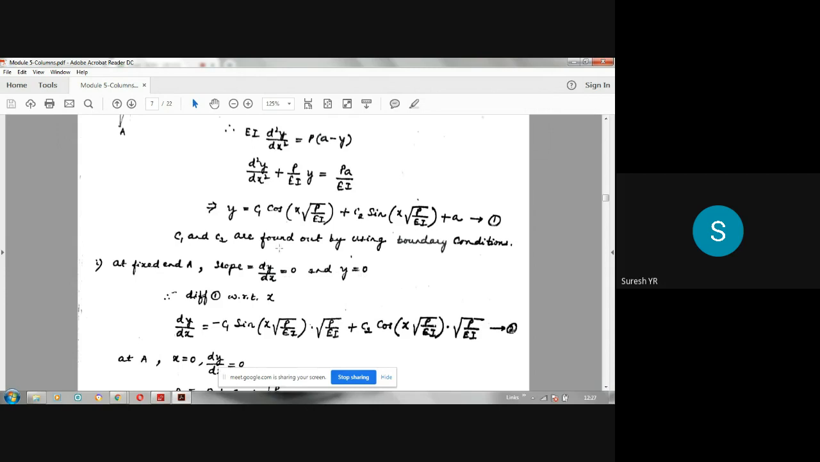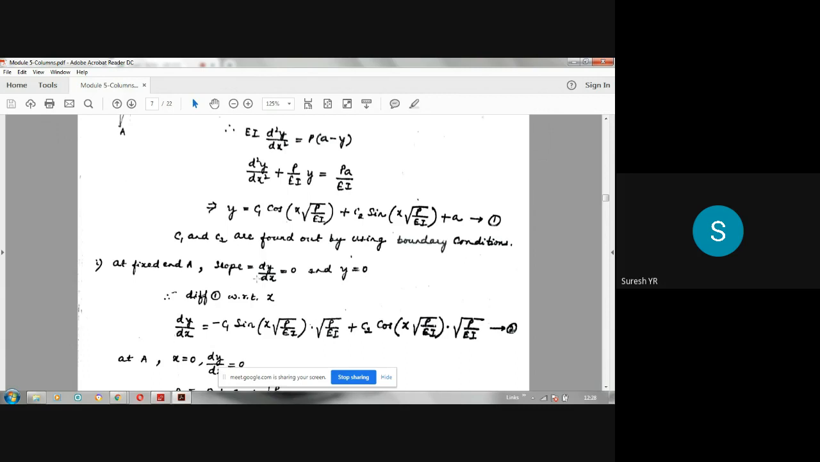If you want to use the boundary condition dy/dx equal to 0, you have to differentiate this. Because y is this, differentiate with respect to x. Differentiation of cos theta is minus sin theta, so you get minus C1 sin of x into root of P by EI, into root of P by EI, using the chain rule. Then the differentiation of the next term will be C2 into cos of x into root of P by EI into root of P by EI, and the derivative of a will be 0 because a is a constant. So dy/dx will be this.